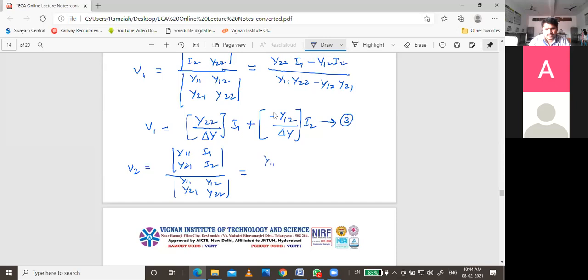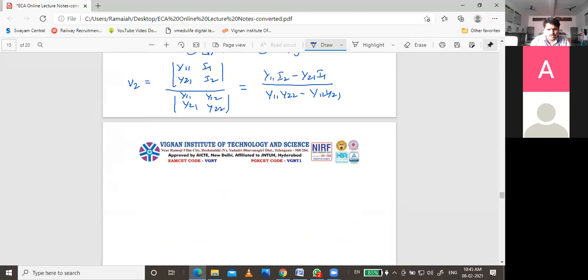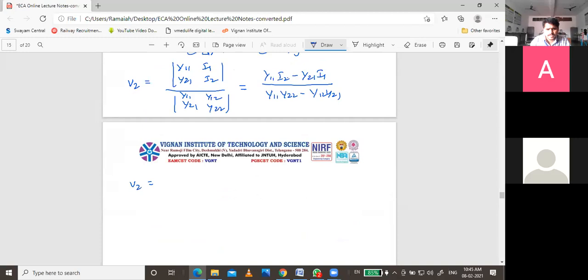Now find out the determinant. So Y11 I2 minus Y21 I1, divided by the determinant here, Y11 Y22 minus Y12 Y21. Now separate this equation. Here I am separating: V2 equals Y11 I2 by this entire term, written separately.